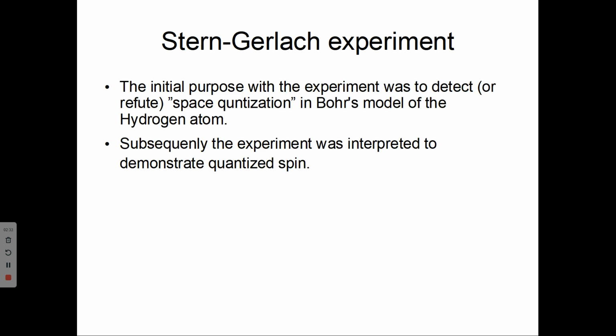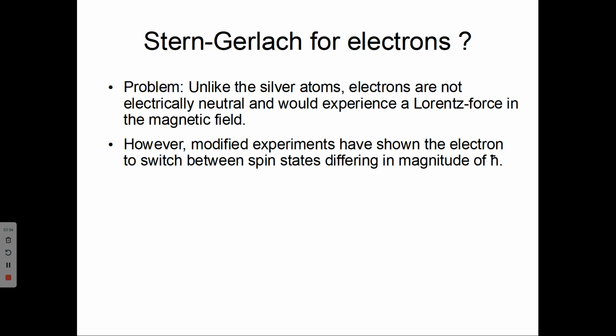So the initial purpose of this experiment was to detect what was then called space quantization in Bohr's model of the hydrogen atom. And as I interpret it, it's more or less finding out whether these quantized angular momenta orbits really exist or not. However, subsequently, the experiment was instead interpreted to demonstrate quantized spin. Now, the silver atom has, of course, many electrons and is a more complex structure than a single electron. So, interpreting the Stern-Gerlach experiment is perhaps not as straightforward as we might hope.